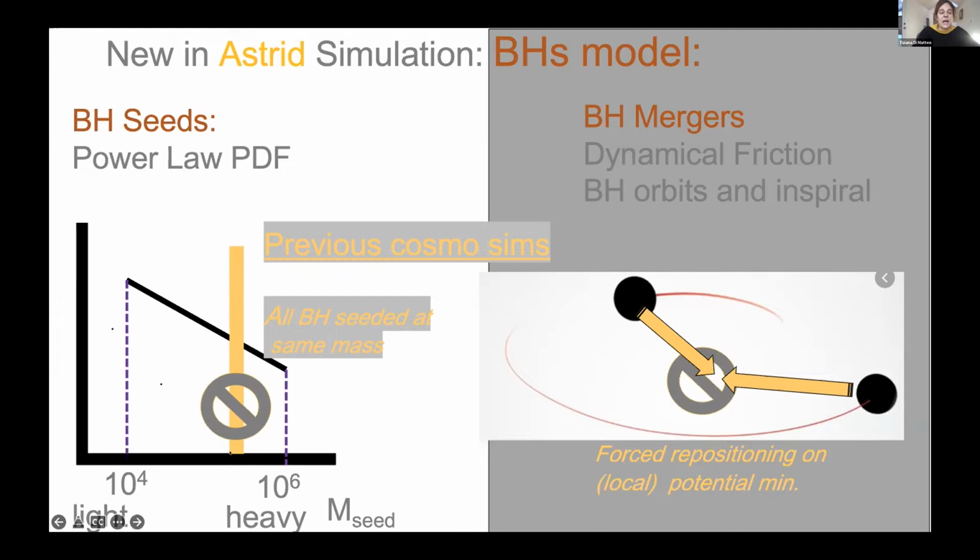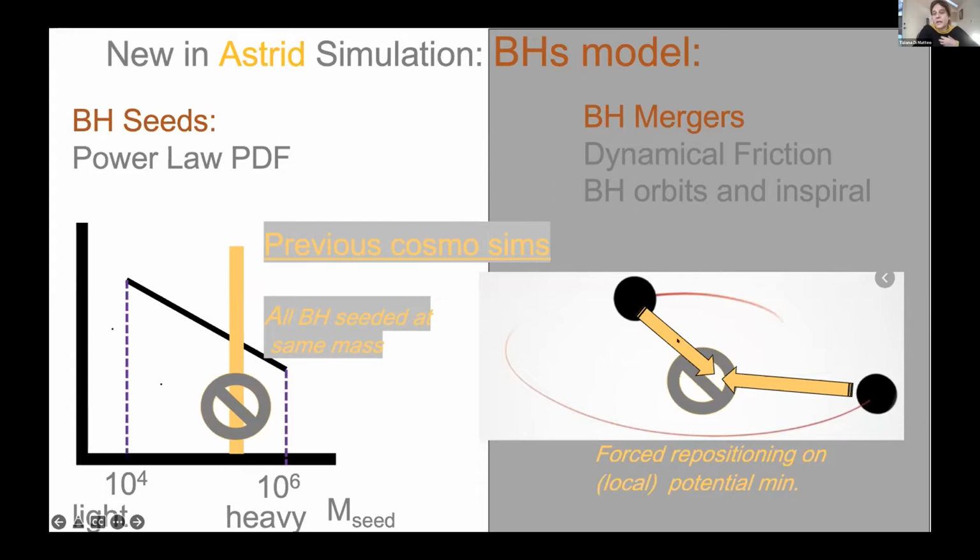So typically the cosmological simulations, as you heard, have a fixed seed mass. What we're able to do now, at higher resolution, is to implement a power law model for seeds. So we are actually seeding black holes across masses between 10^4 and 10^6 within the same simulations, no longer just one single seed.